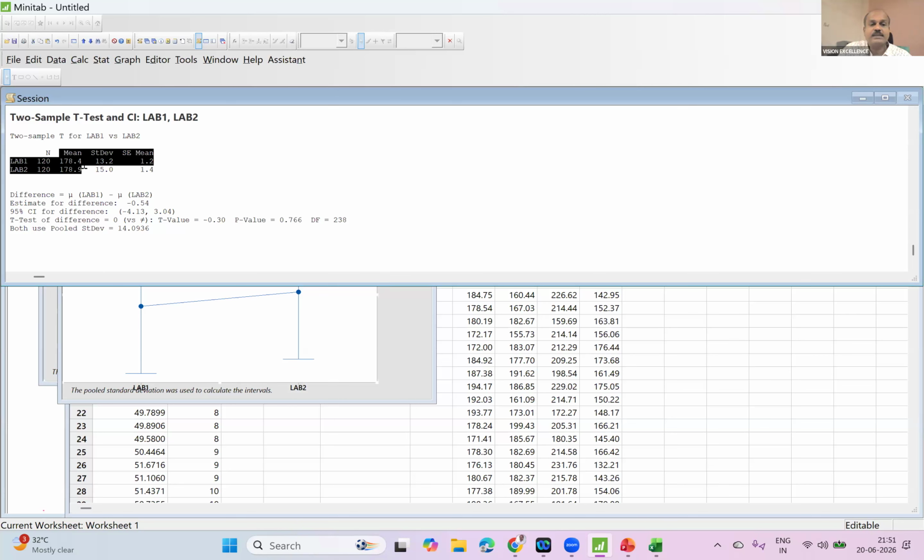You see, look at the value. Laboratory 1, TAT is 178.4. Laboratory 2, what is the TAT? 178.9. Now, who is faster as per the data? Lab 1. But you should not declare that now, statistically. Yes. Statistics will not allow you to declare this finding. Because statistics will allow you to declare the finding only when the p-value is below 5%.